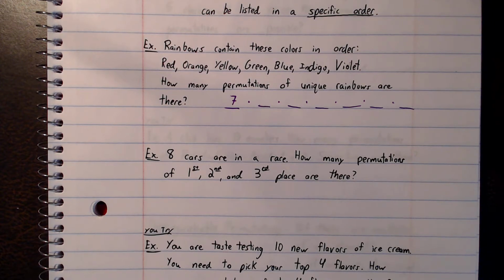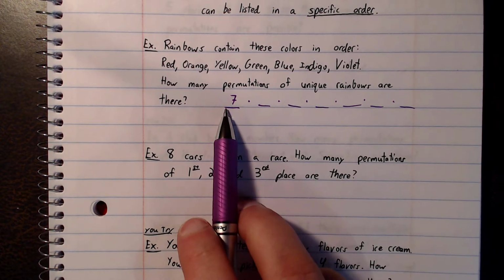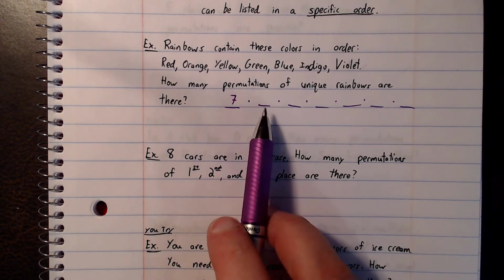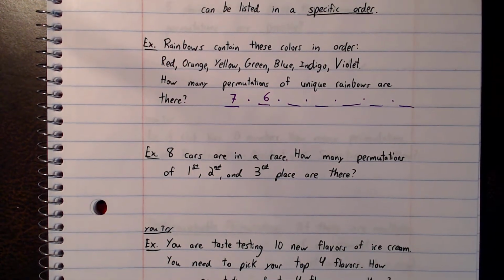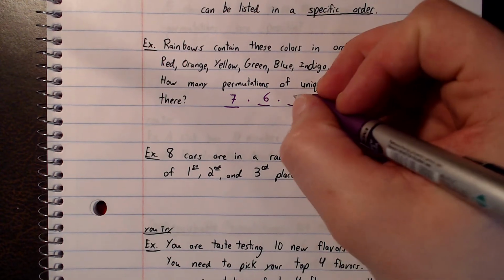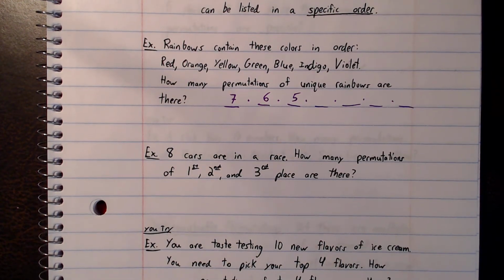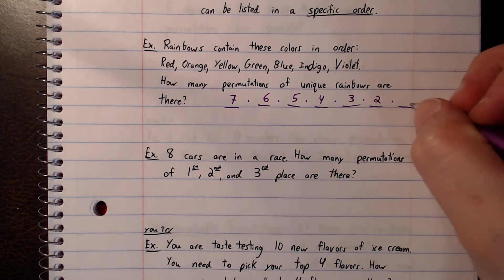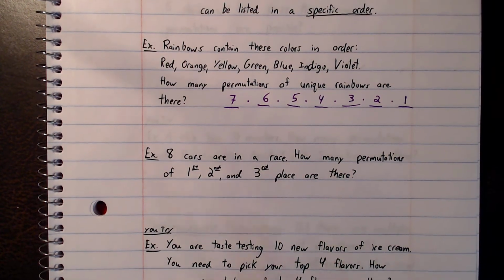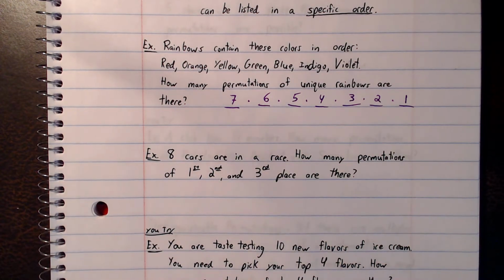But because order matters, if I chose one of those to be first, that means that I can only have 6 possible for the second color. And then that would mean that I'd only have 5 possible for the next color. And then only 4, and then 3, and then 2, and then you're forcing that last color after you've chosen all of those. You only get 1 left.